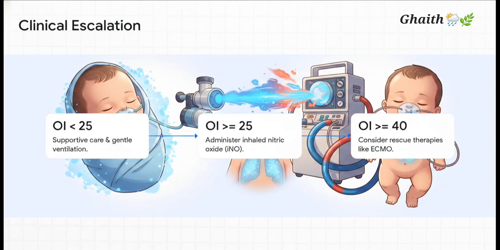We frame the treatment algorithm as a very logical clinical escalation based strictly on oxygenation index, or OI thresholds. For an OI less than 25, hold steady with supportive care and gentle ventilation. Once that OI hits 25 or greater despite your optimal ventilation, it is time to administer iNO, typically starting at 20 parts per million. And if the OI reaches 40 or greater, you are now dealing with severe refractory hypoxemia, and you absolutely must prepare for rescue therapies like ECMO. Sticking strictly to these OI thresholds removes all the guesswork from your escalation strategy.